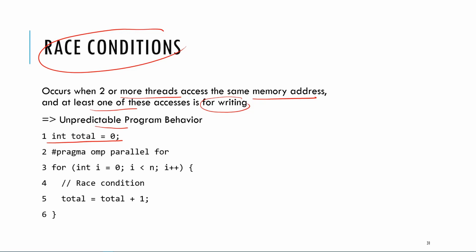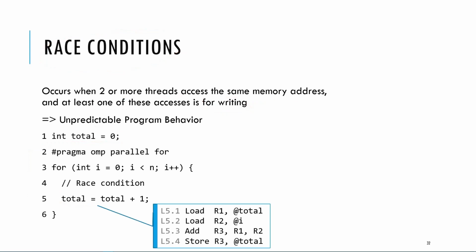An example of this is this piece of code where you have a shared variable total that is defined outside of the pragma omp parallel for region, and inside your parallel for, you are using this shared variable to the left of the equal sign. It means the threads will access it in write mode. They will change this variable. Let's see in depth what would happen behind the scenes.